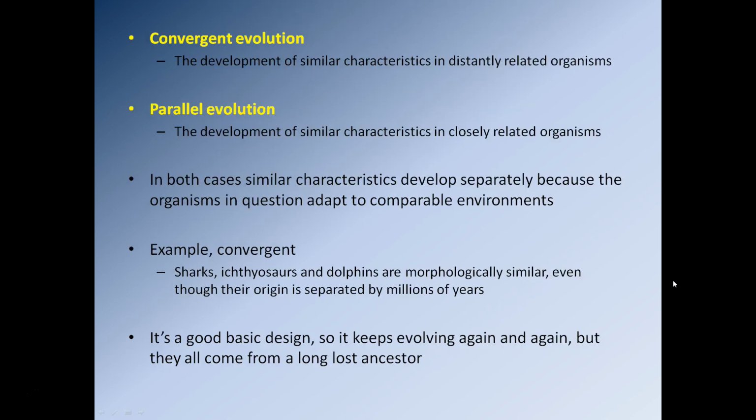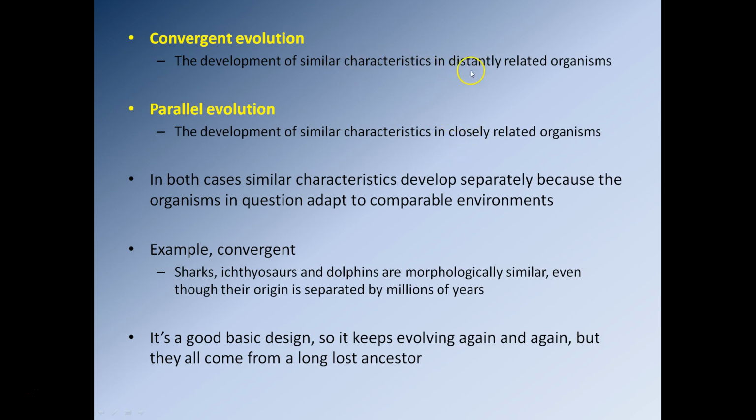Convergent evolution is a situation where we get the development of similar characteristics in distantly related organisms. So let's look at an example. In the case of convergent evolution, a good example would be, well actually no, let's do parallel evolution. In the case of parallel evolution, you get the development of similar characteristics in closely related organisms. So it's just a reflection of how closely or distantly related the organisms are.